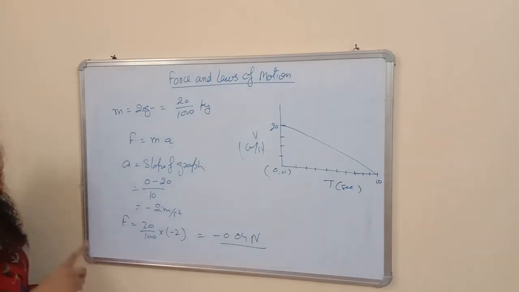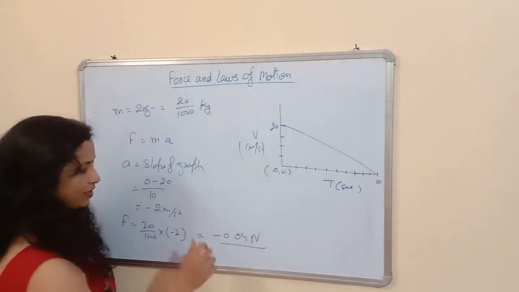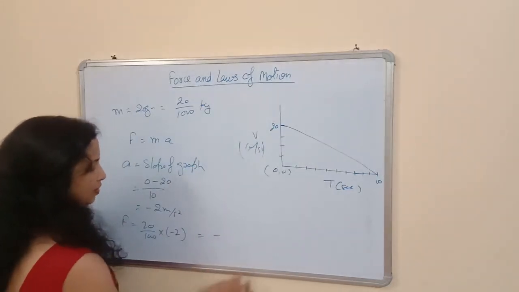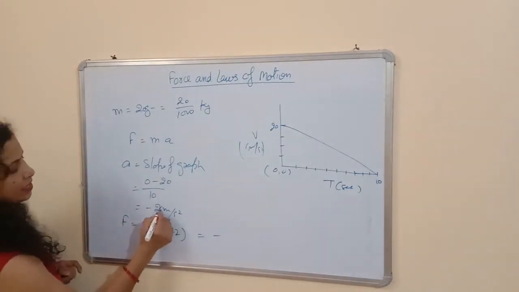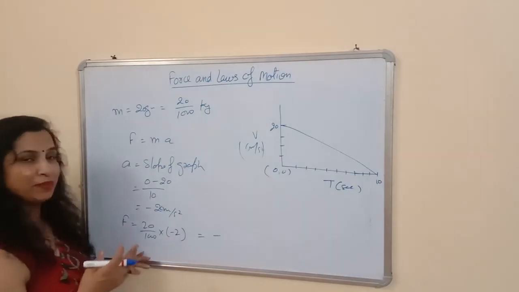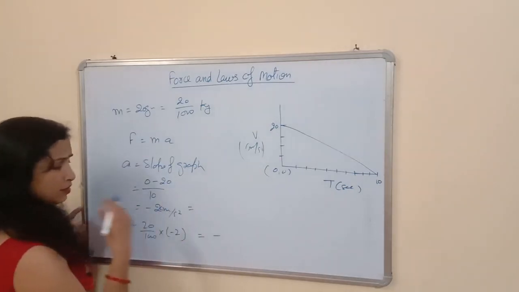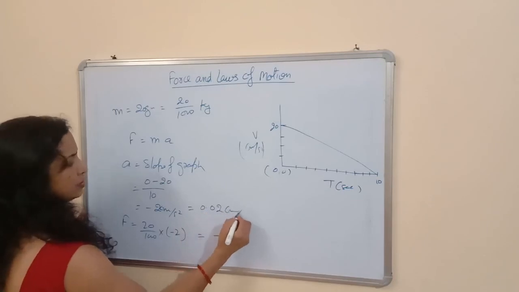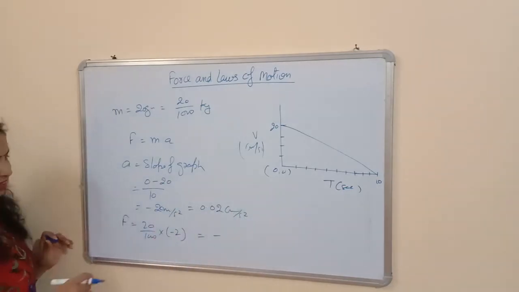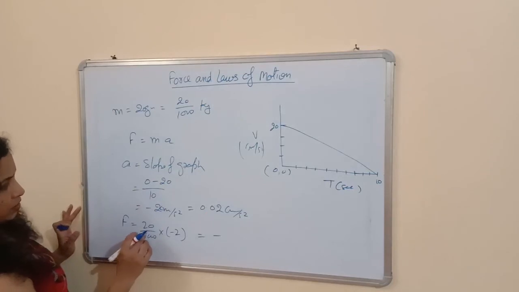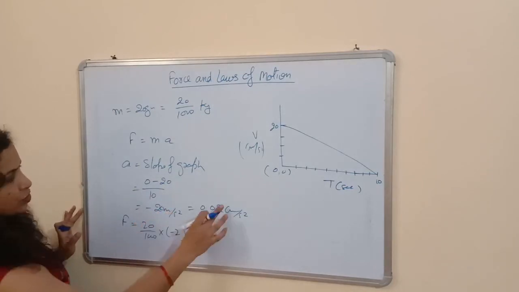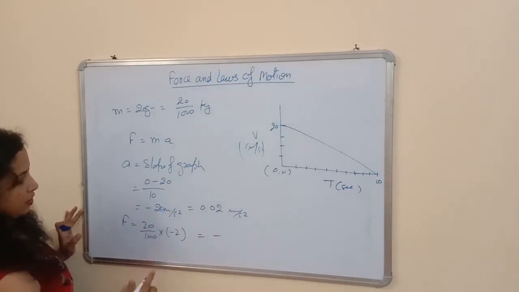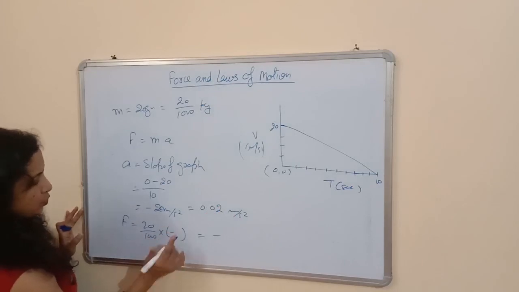One more thing, the velocity is in centimeter per second. So that is corrected, it is centimeter per second. Now how will you convert the centimeter to meter? By dividing by 100. So it will be 0.02 meter per second square. Now 0.02 is the acceleration, not centimeter, it will be meter.